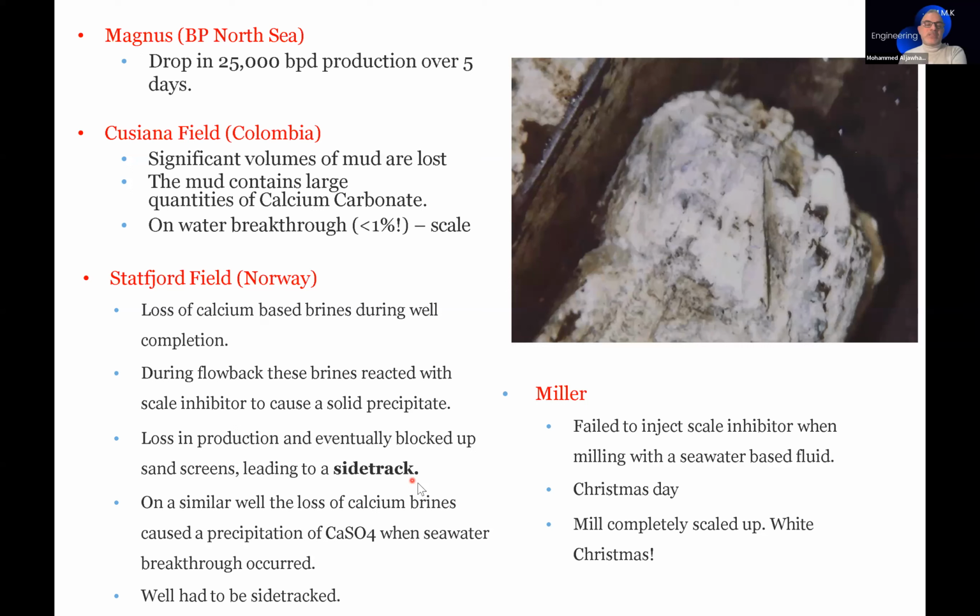So we have faced examples where we have a large amount of scale and the cost is very large, so it's enough money to do a side track. Otherwise, we could spend much money on remedial action to remove this scale, and the outcome of that remedial action is not worth enough.